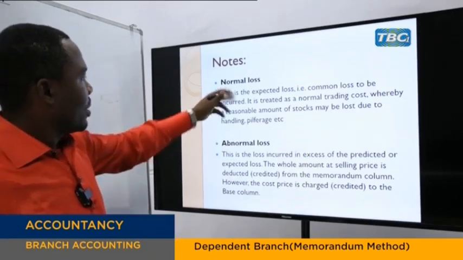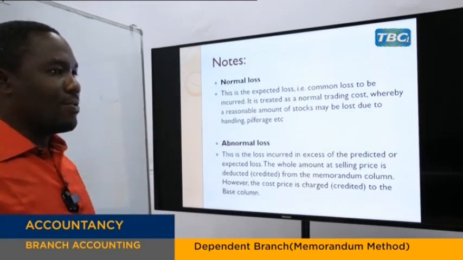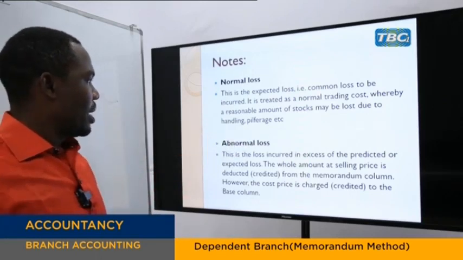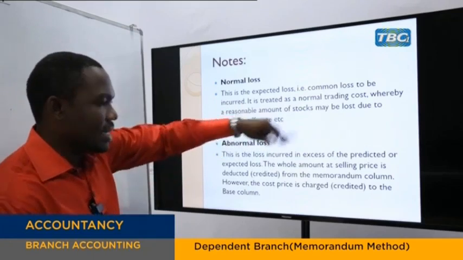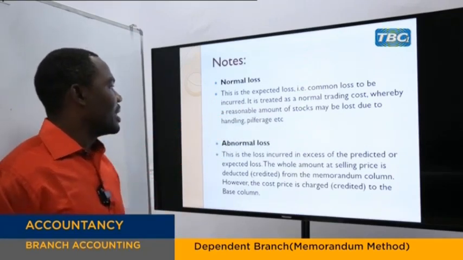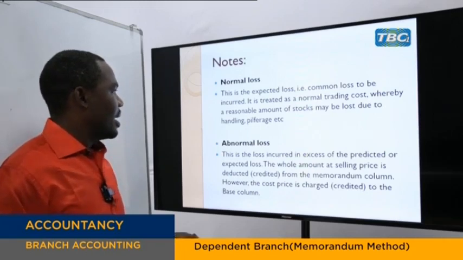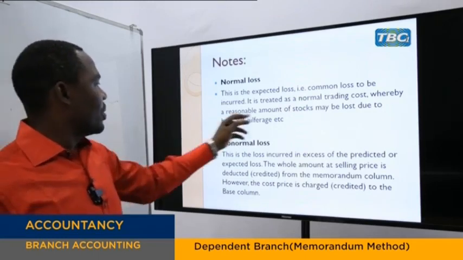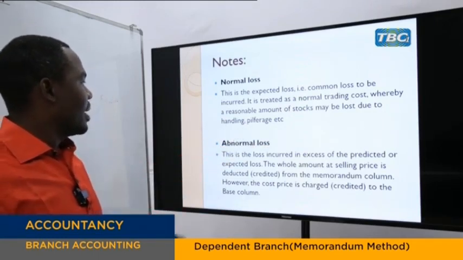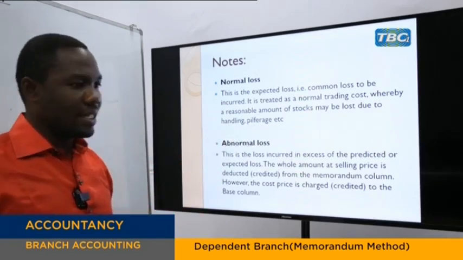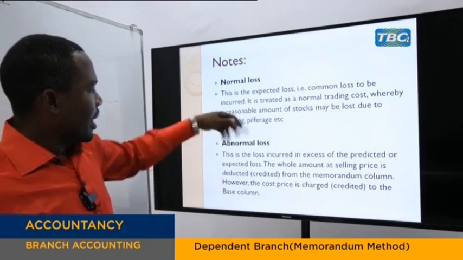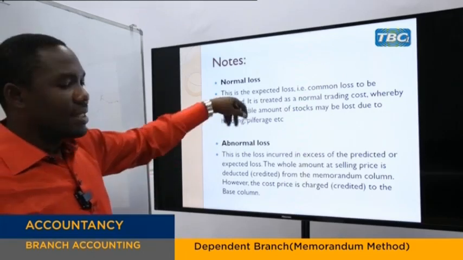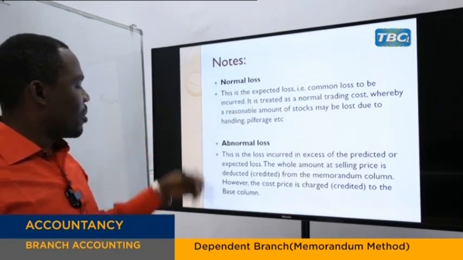to provide for expected loss. It should be a certain percentage agreed by each firm. Any loss that falls in that range will be termed the normal loss. This is treated as a normal trading cost, whereas a reasonable amount of stock may be lost due to handling and pilferage, etc. So handling and pilferage may be among the issues that lead to this normal loss.